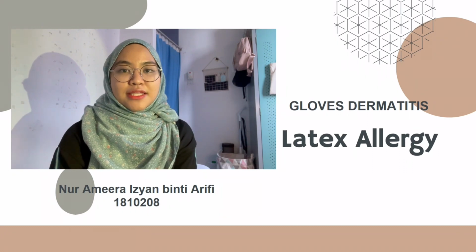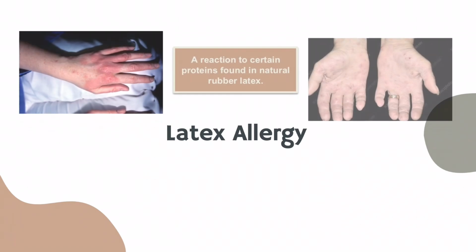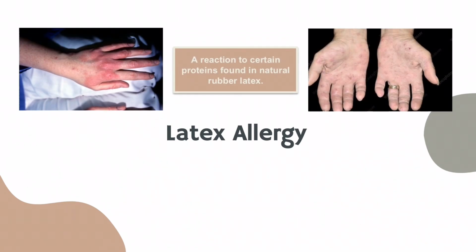We'll be presenting about glove dermatitis, which covers the topic of latex allergy. What is latex allergy? It is a condition where the body's immune system overreacts to certain kinds of proteins found in natural rubber latex. This can be found in things such as rubber gloves, condoms, and some medical devices.